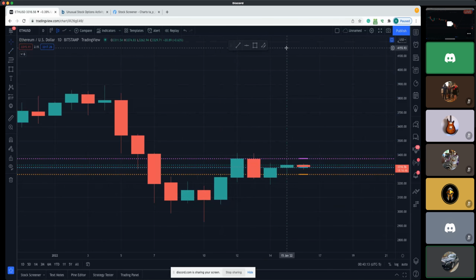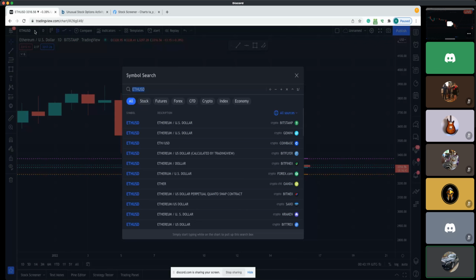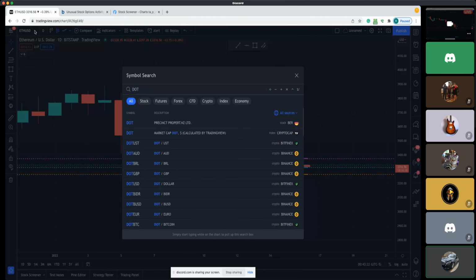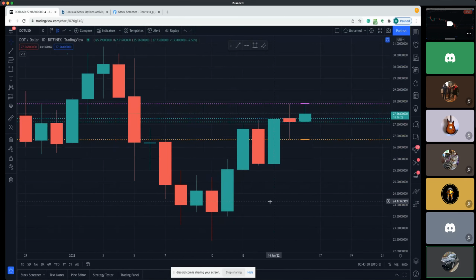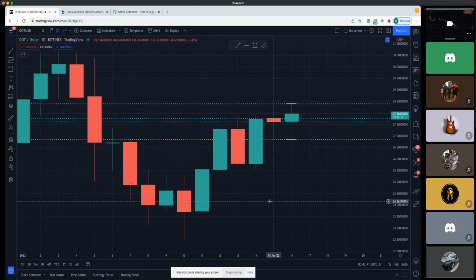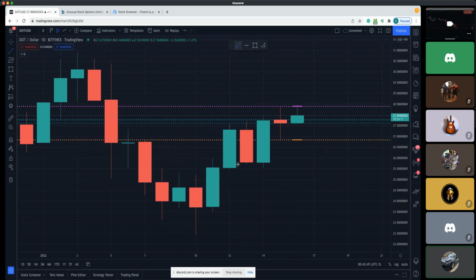Is DOT pretty volatile? Sure. Yeah, it's been a mover. DOT USD. Yeah, right there in the middle. Further down. Oh, yeah, I see it. Yeah, it can definitely work. This one seems to be a better one, for sure. That Ethereum looked like SpongeBob SquarePants.